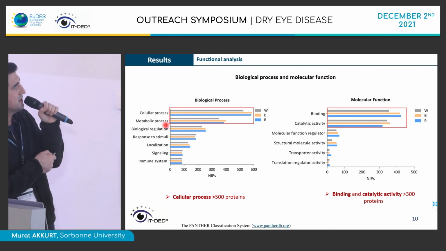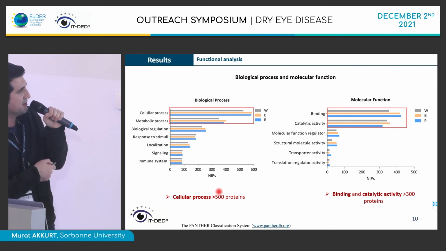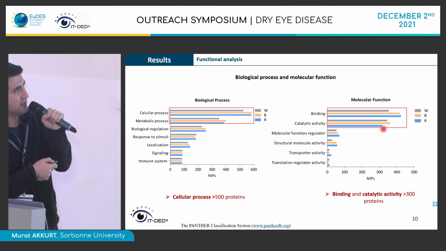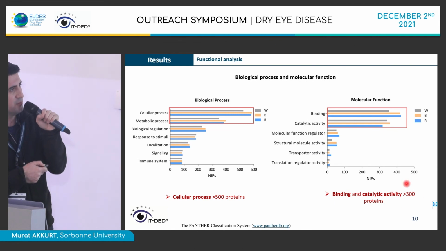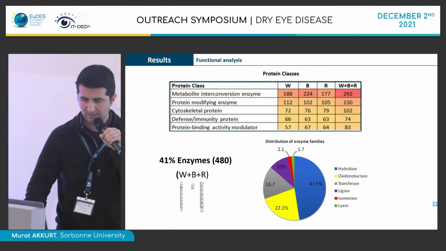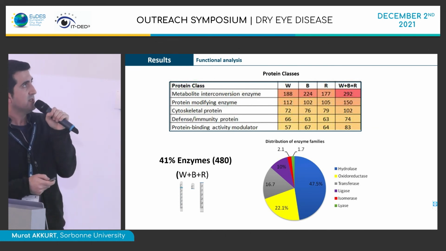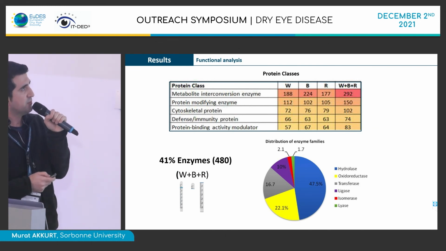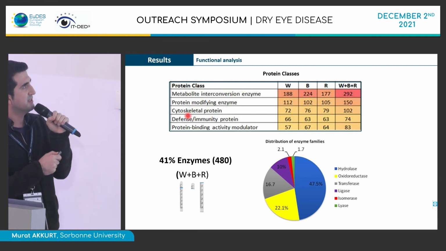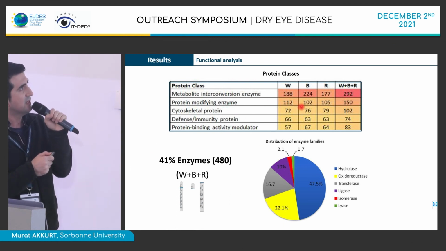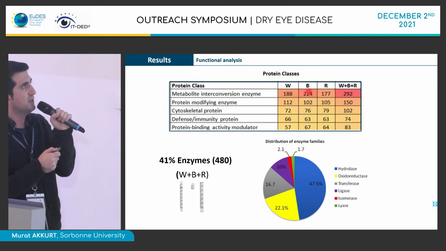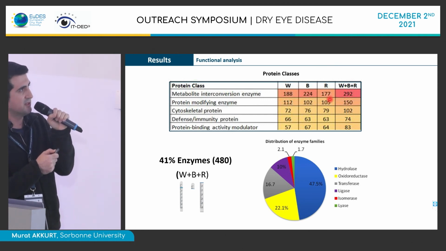You can see cellular process and metabolic process were highly representative, with more than 500 for cellular process, and binding and catalytic activity were the main subclasses of molecular functions, represented with more than 300 proteins. In the second analysis, we analyzed protein classes, and you can see the most representative 5 classes. Especially metabolite interconversion enzymes were more abundant in the bulb compared to whole strips or the rest of the strip.